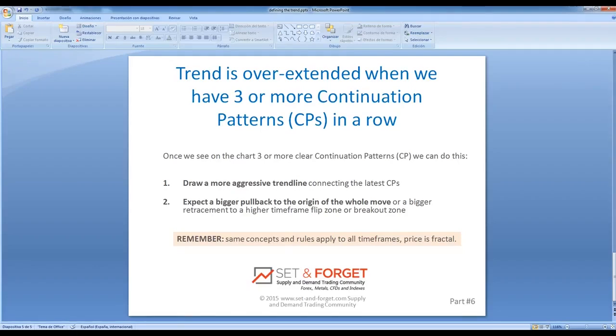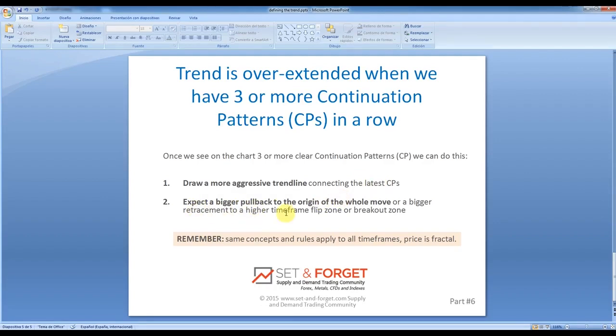The trend is considered overextended when we have 3 or more continuation patterns in a row. Once we see on the chart 3 or more CPs, as we call them, we are allowed to draw a more aggressive trend line connecting the latest CP imbalances. Sometimes it's tricky because they are super overextended, or there is a big pause in the middle.